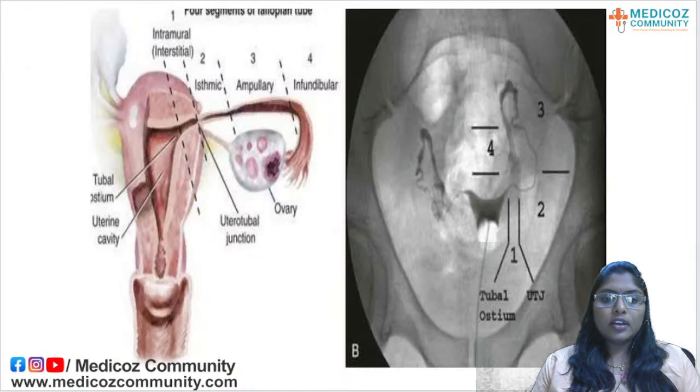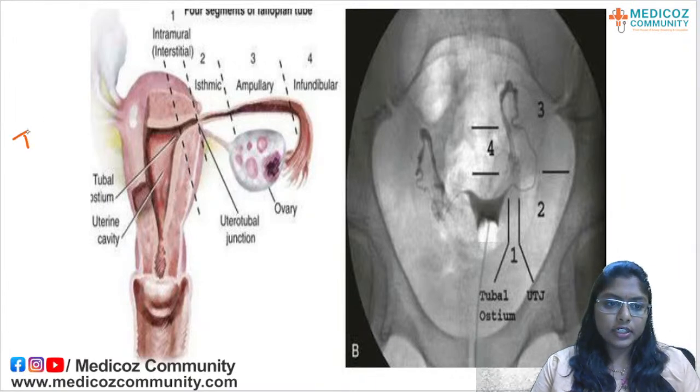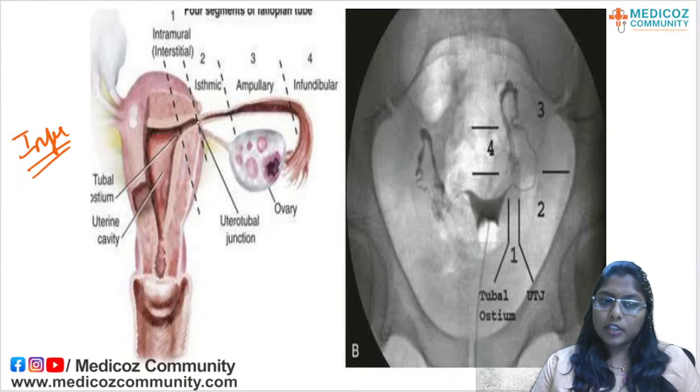So how do we image the fallopian tubes and the uterine cavity if there are any adhesions in cases of infertility? Our question was about a uterine anomaly, and the best investigation to see a uterine anomaly is MRI pelvis. Whereas for infertility, which is all about fallopian tube patency at the cornual, intramural, isthmic, ampullary and infundibular regions, we do an HSG.